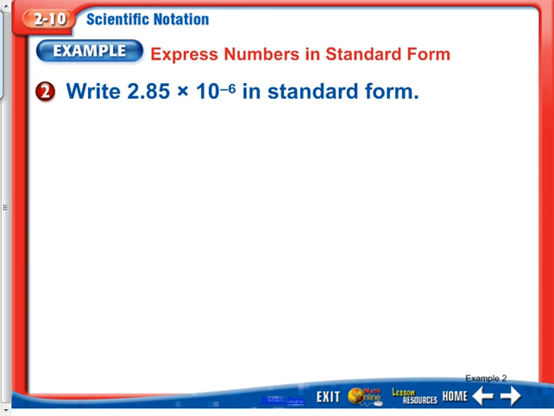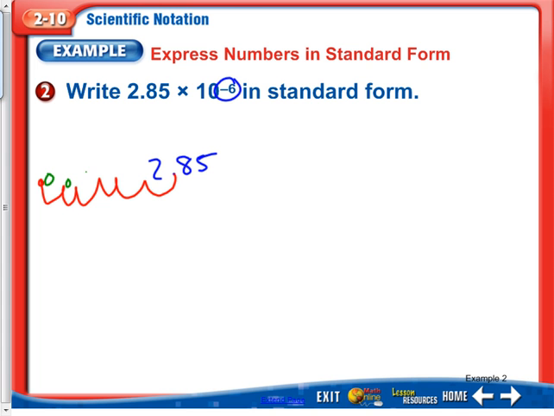Okay, so now we get one of those examples. So we have 2.85 times 10 to the negative 6. Now, since it's negative 6, we know we're moving left. So we go 1, 2, 3, 4, 5, and 6. So let's fill in those bubbles with zeros.